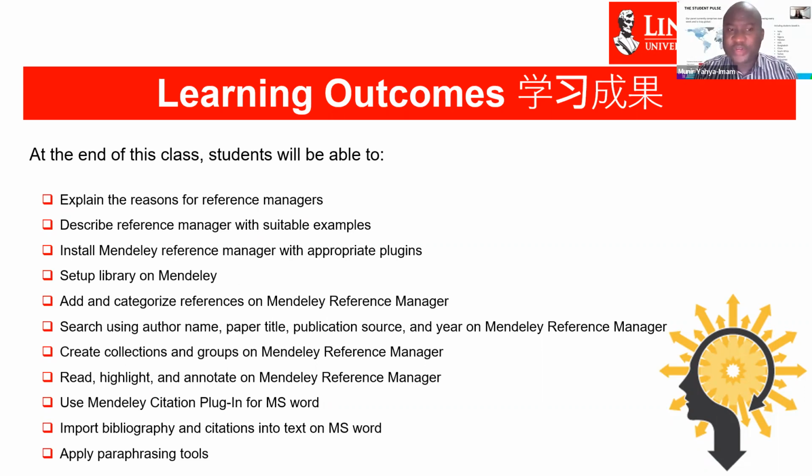You should be able to search using author name, paper title, publication source, and year on Mendeley reference manager. You should be able to create collections and groups on Mendeley. You should be able to read, highlight, and annotate articles on Mendeley. You should be able to use the Mendeley citation plugin for MS Word. You should be able to import bibliography and citation into text on MS Word. And lastly, you should be able to apply paraphrasing tools. So these, among others, are what we will be looking at in today's session.